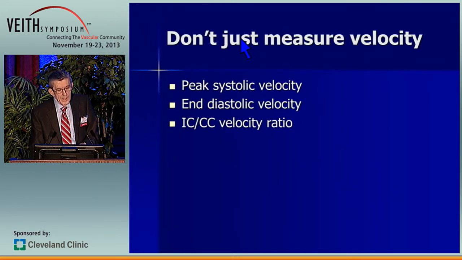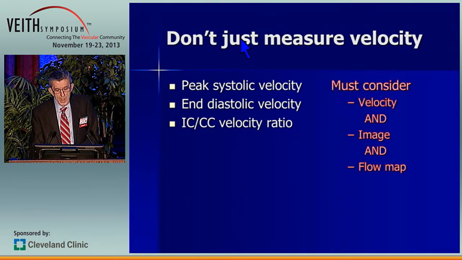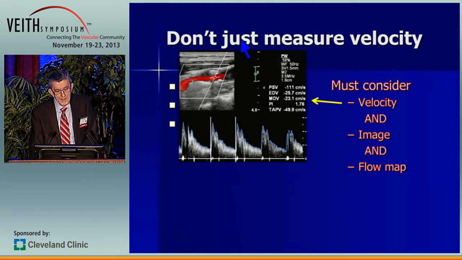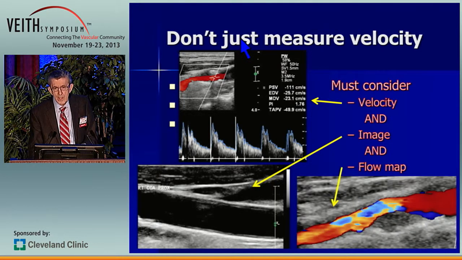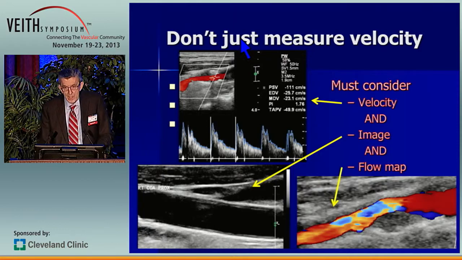The way to solve it is to not just measure peak velocity, diastolic, ICC ratio, but rather consider velocity and the image and the flow map all together in reaching a decision. Just like you do in clinical practice, you use all the information at hand. Not all labs do this. It's prone to error. Thank you.